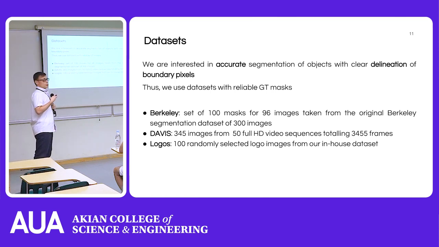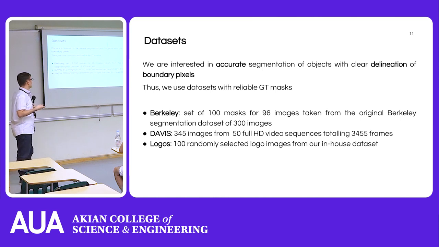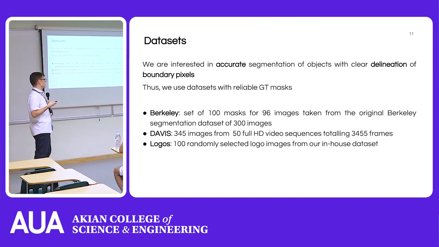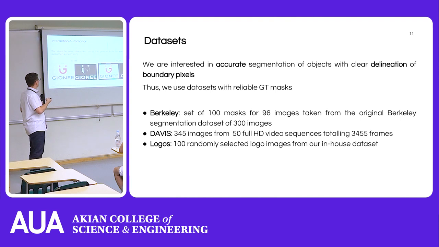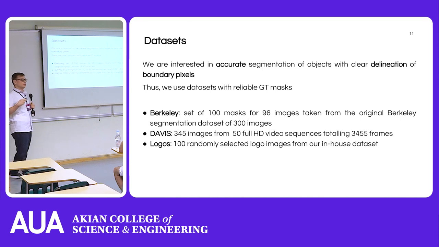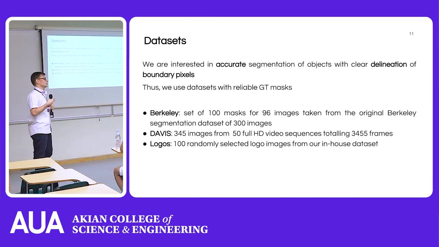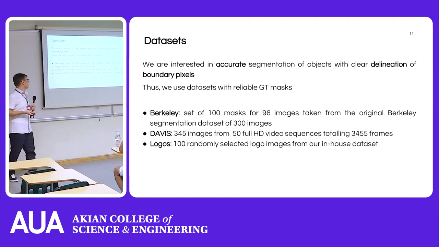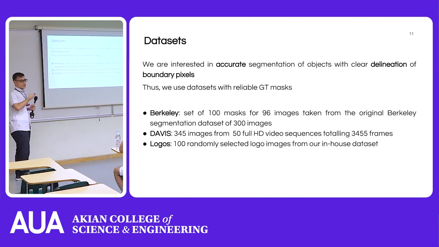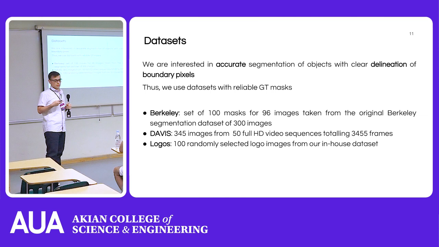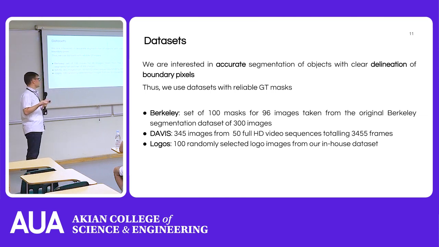Let's dive into the datasets we used for our experiments. We are interested in accurate image segmentations with well-defined boundaries, so that's why we use datasets with reliable ground truth masks. The first two, Berkeley and DAVIS, are benchmark datasets from other state-of-the-art methods. They are very popular. In addition, we added our in-house logos dataset for experiments in another setting, another domain.